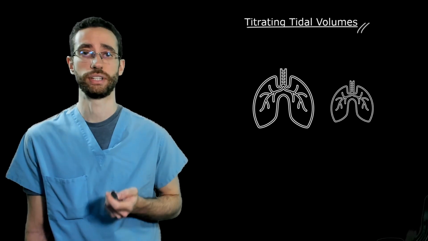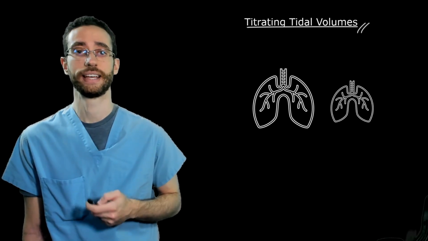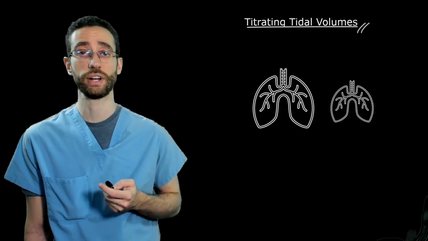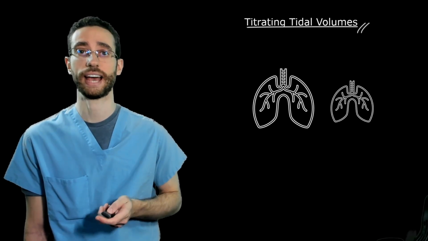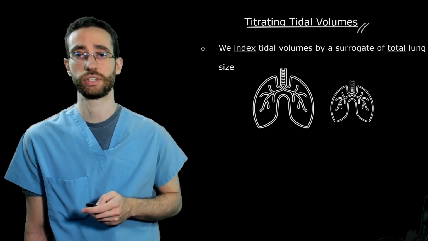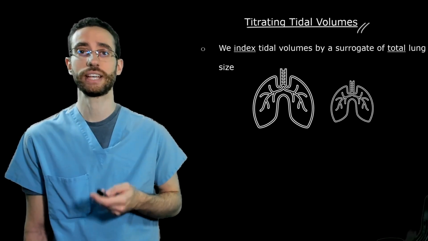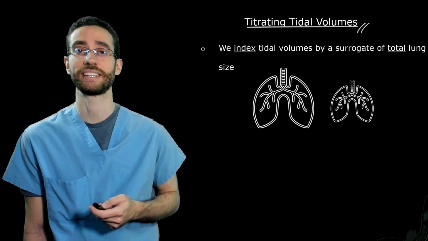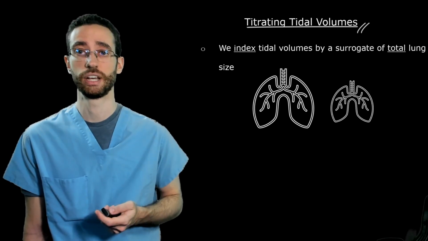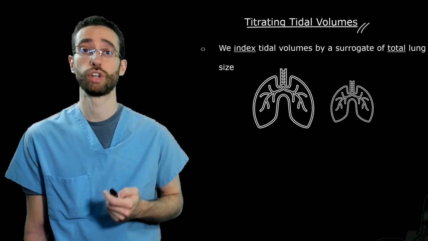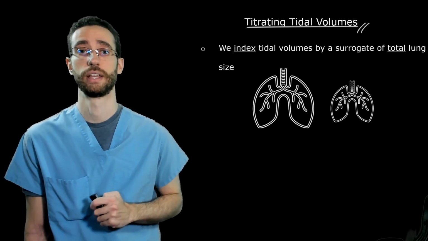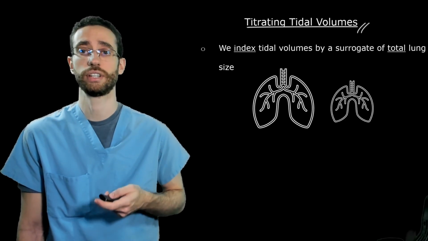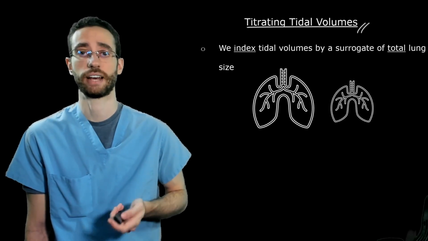Guess what? Predicted and ideal body weight take into account height and gender, and they correlate well with total lung size. So when we say we are delivering 6 mL per kilogram of predicted body weight, we're indexing the amount of volume we give to a surrogate of total lung volume. So the bigger the patient's lung size, the larger the tidal volume they get, and vice versa.